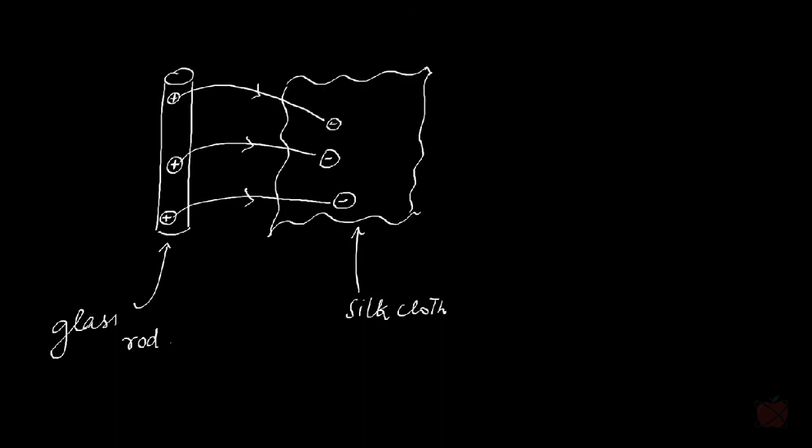Okay. So in this case, a few important points, because the silk cloth now has gained electrons. We know that electrons have a finite amount of charge and finite amount of mass. So it means that now the mass of the silk cloth has increased. Okay, so silk cloth gains mass. Got the idea?